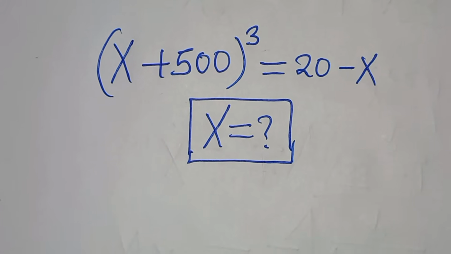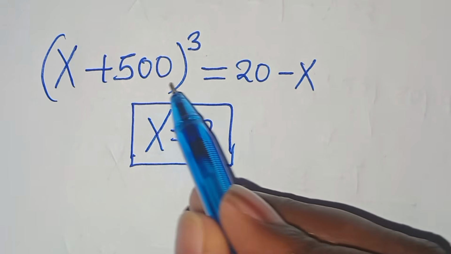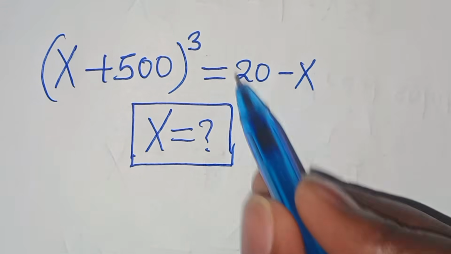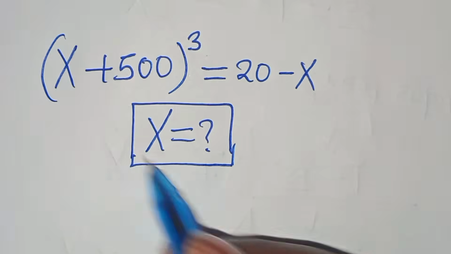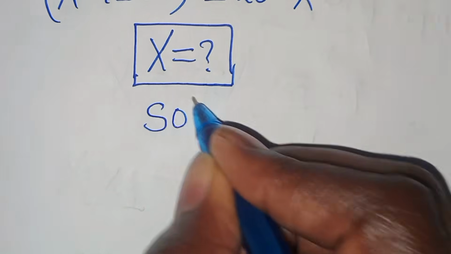Hello everyone, you're welcome to solve this nice algebra problem, which is (x + 500)^3 = 20 - x. So what are the values of x? Now let's provide a solution from here.